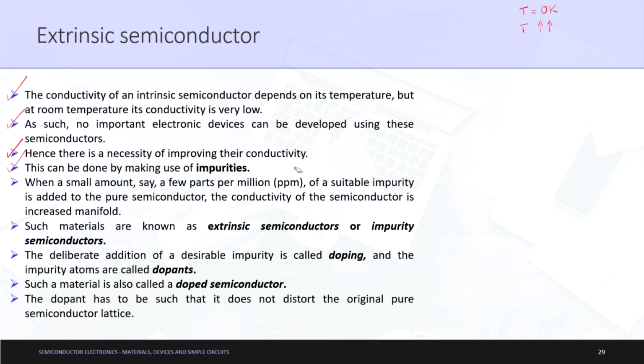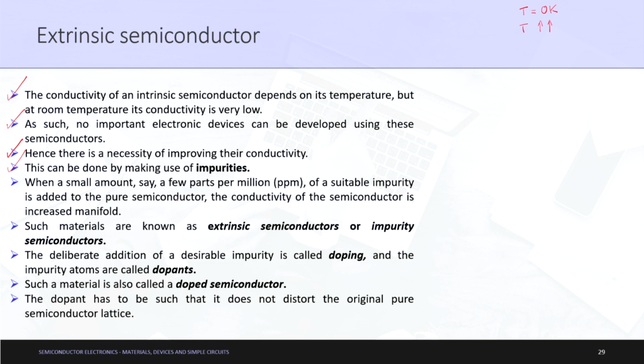this is very important, only a few parts per million. That is, if let us say there are 10 to the power 6 parts of your silicon or germanium, then only let us say 2 to 5 parts are being added, which are called impurities of another element. So, impurities are very less, but those 2 to 5 parts increase the conductivity to a very high extent.